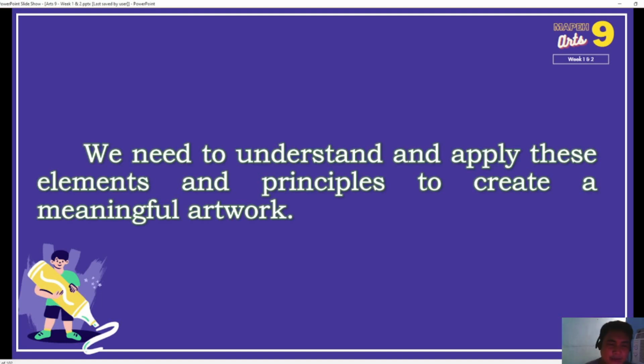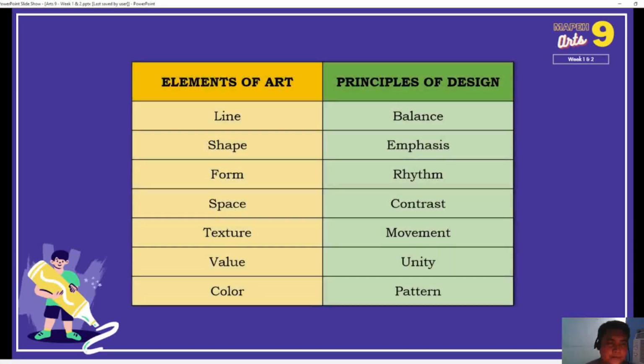So let's check if you answered correctly. When we say elements of art, it consists of line, shape, form, space, texture, value, and color. On the other hand, the principles of design consist of balance, emphasis, rhythm, contrast, movement, unity, and pattern.